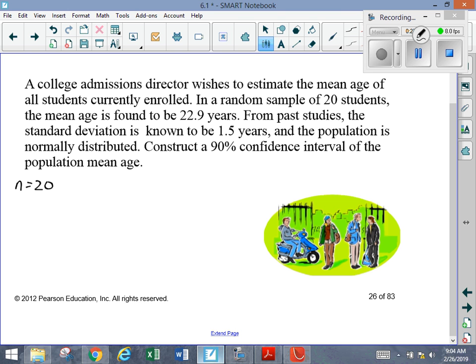The mean, x bar, is found to be 22.9. We know that the standard deviation is 1.5. We're going to construct a 90% confidence interval. So we're going to use our formula: our confidence interval is x bar plus or minus our critical value, in this case z star, times our standard error, the standard deviation divided by the square root of n.